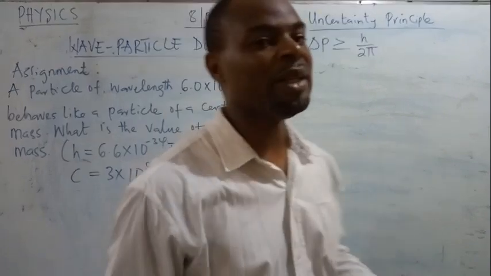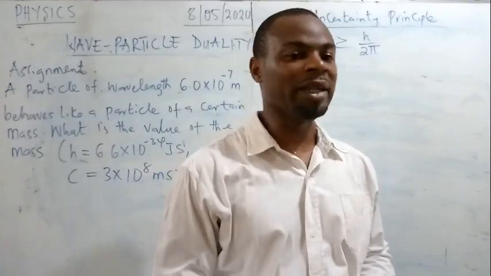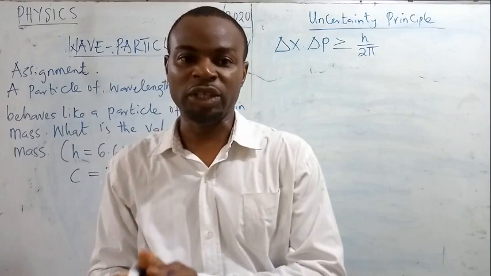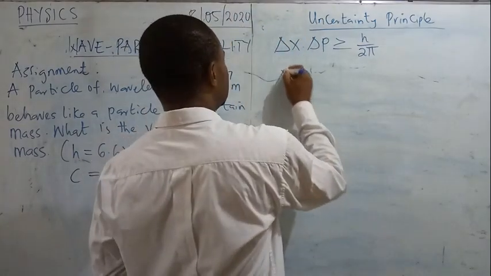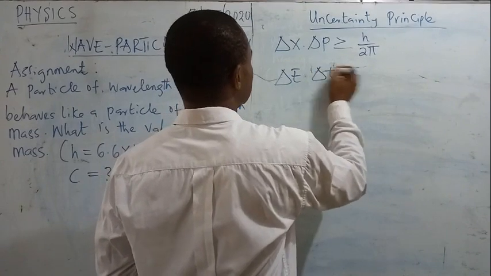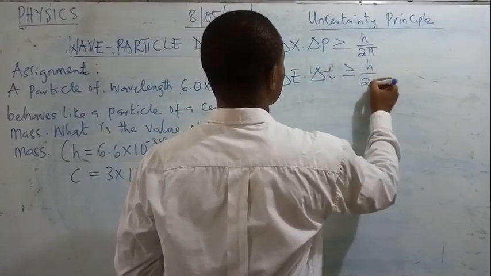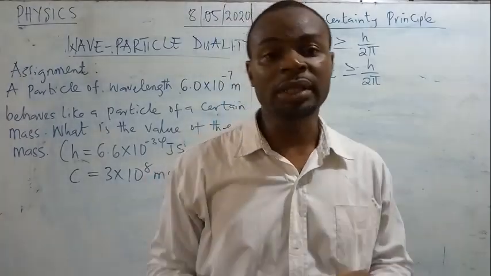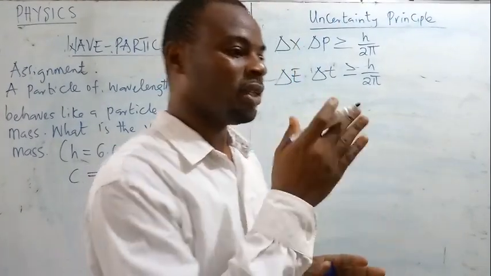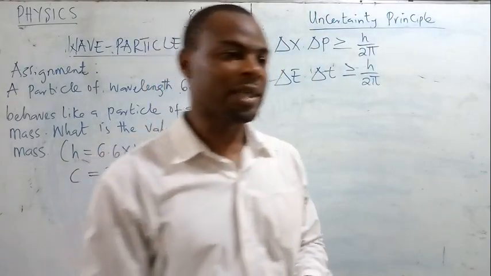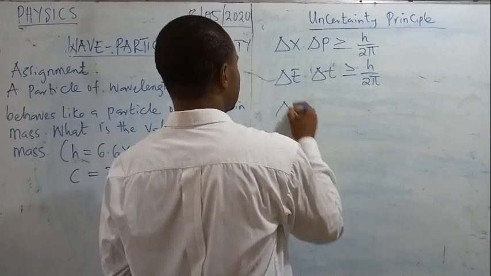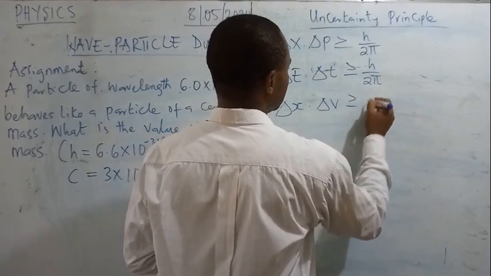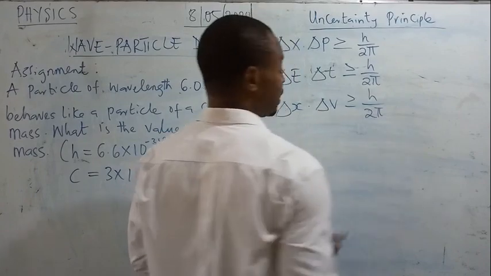Then we also have other complementary variables, just like energy and time are complementary, meaning that you cannot determine the energy of a particle and the time of determination at the same time. So we can also write that delta E multiplied by delta T approximately also equals the Planck's constant. And finally, the other complementary variable is position and velocity. You cannot get the position of a particle and its velocity at the same time. Hence, we have that delta x multiplied by delta v approximately equals the Planck's constant.